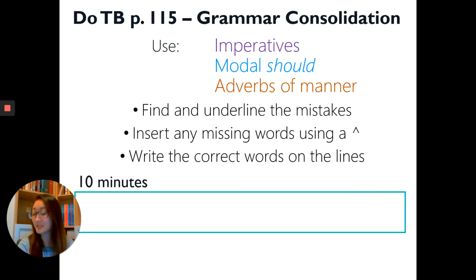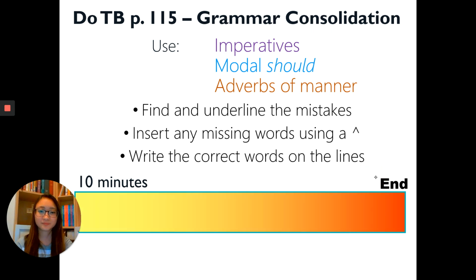For your textbook, page 115, it is a grammar consolidation. Do it because this exercise uses imperatives. We've learned that before. And the modal should, I talked about it very quickly today. And then also the adverbs of manner. So it uses all these three grammar items that we have learned, put them all together. So your job is to find and underline the mistake, insert any missing words using an arrow, and then write the correct words on the lines. You should be able to do that in 10 minutes or so.